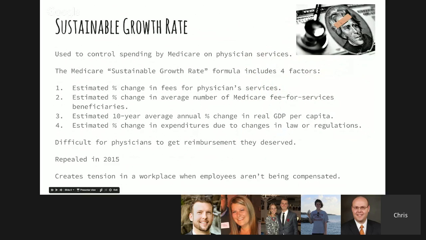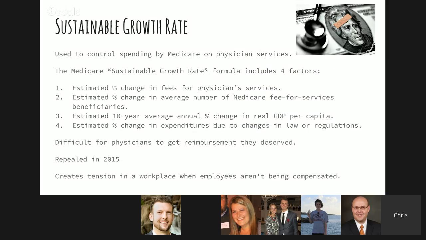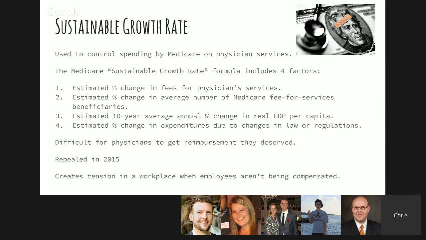All right, so moving on to the sustainable growth rate, or the SGR, that was something. What? Are we good? Okay, sorry, I'll keep going.